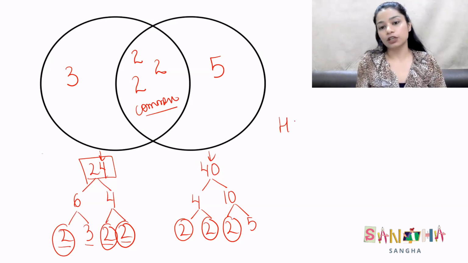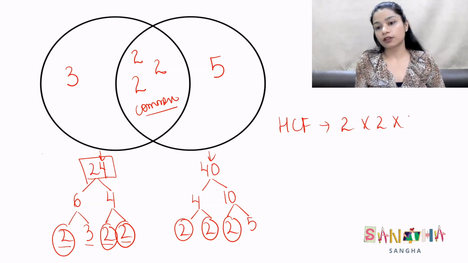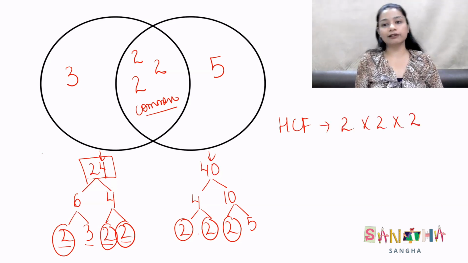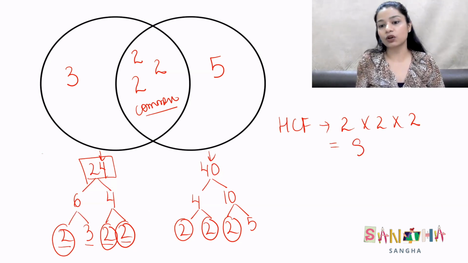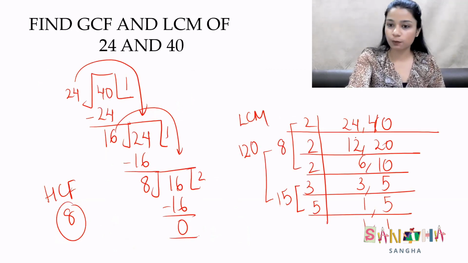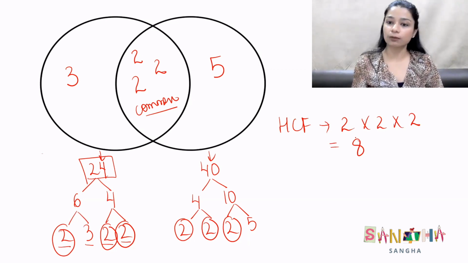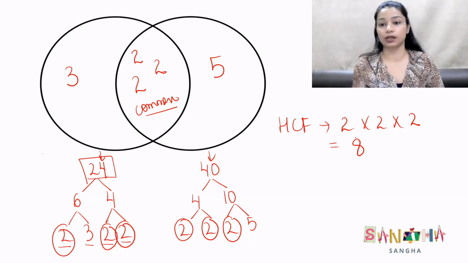So you need to know that the HCF, highest common factor, will be the factors that are common in both of the numbers, and highest, right? So 8, we got our answer in our previous method as well, if you remember, as you can see. And here also we got our HCF 8. So what you just need to do is find the numbers that you have written in the common region and multiply them, that is your HCF.